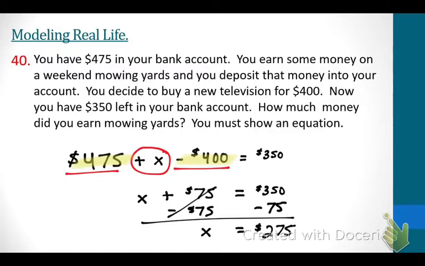$275. So then in the end, when it asks you, how much money did you earn from mowing yards? You earned $275.